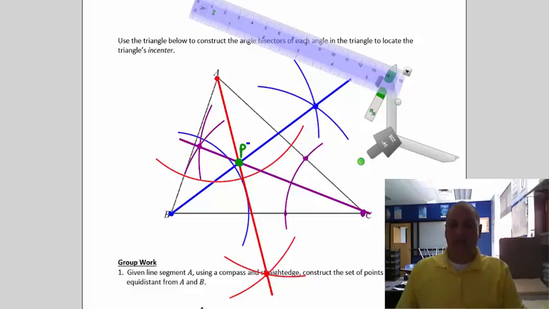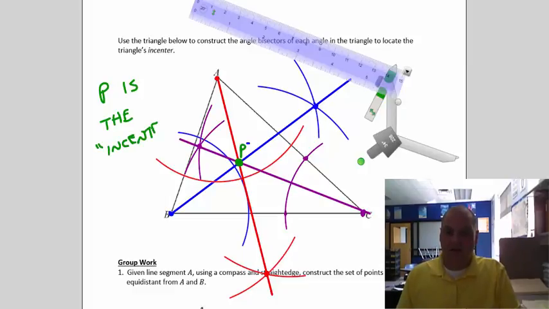And that P is the incenter. It's called the incenter. Why is it called the incenter? Because we constructed three angle bisectors, and all three of those angle bisector lines intersected at one single point. That means they're concurrent. They are concurrent to one point, and that point is the point of concurrency. And because they're angle bisectors, it's called the incenter. If we had done the perpendicular bisectors of the segments, that would have been the circumcenter, which we did earlier.